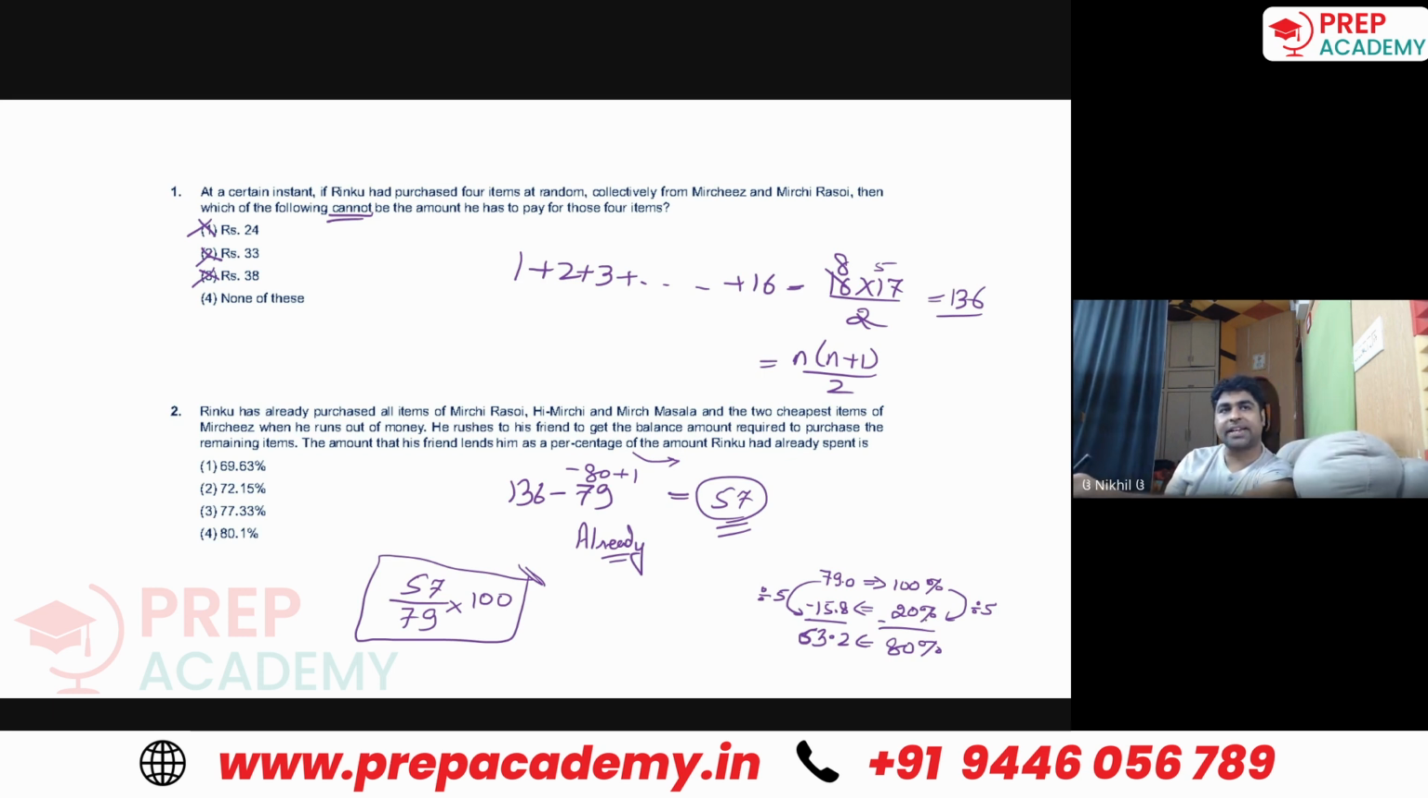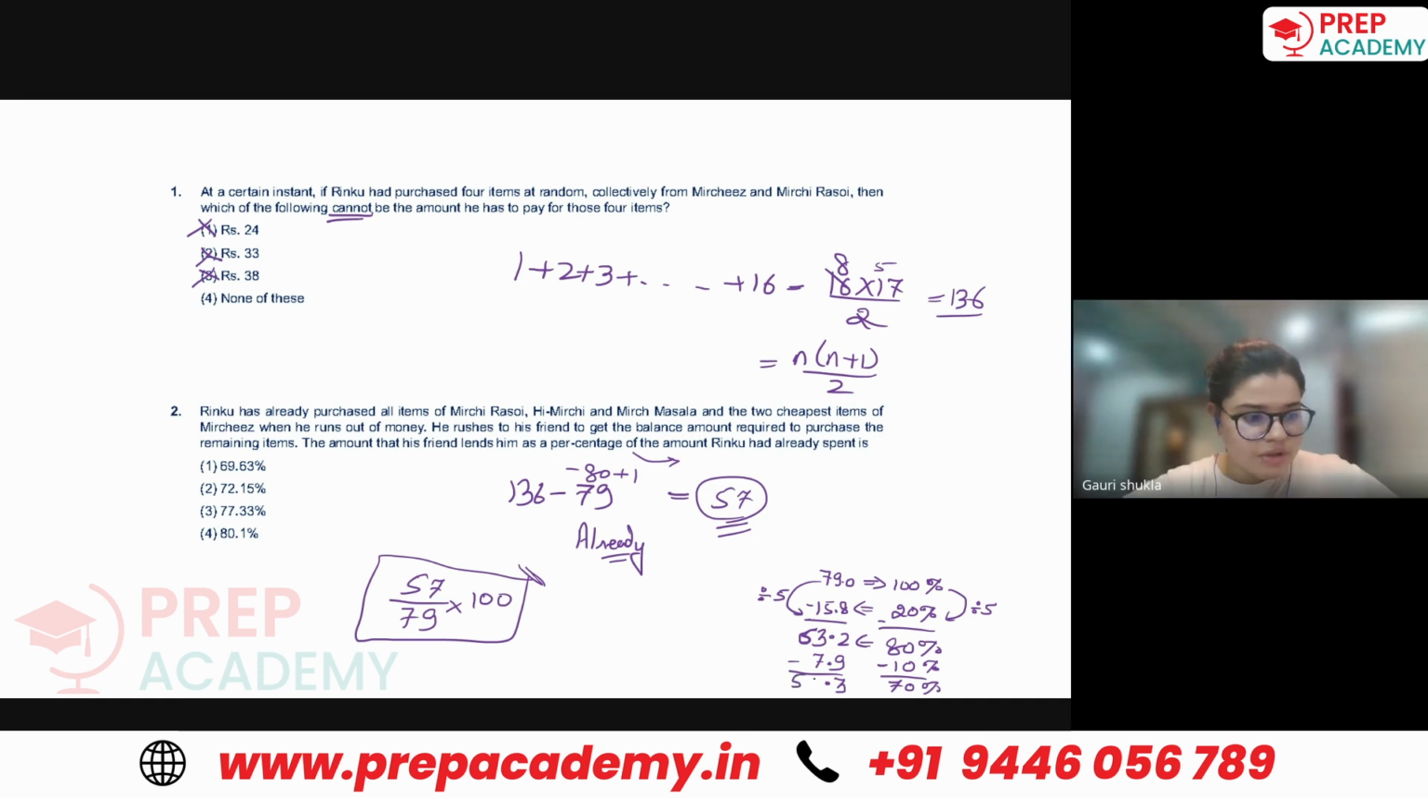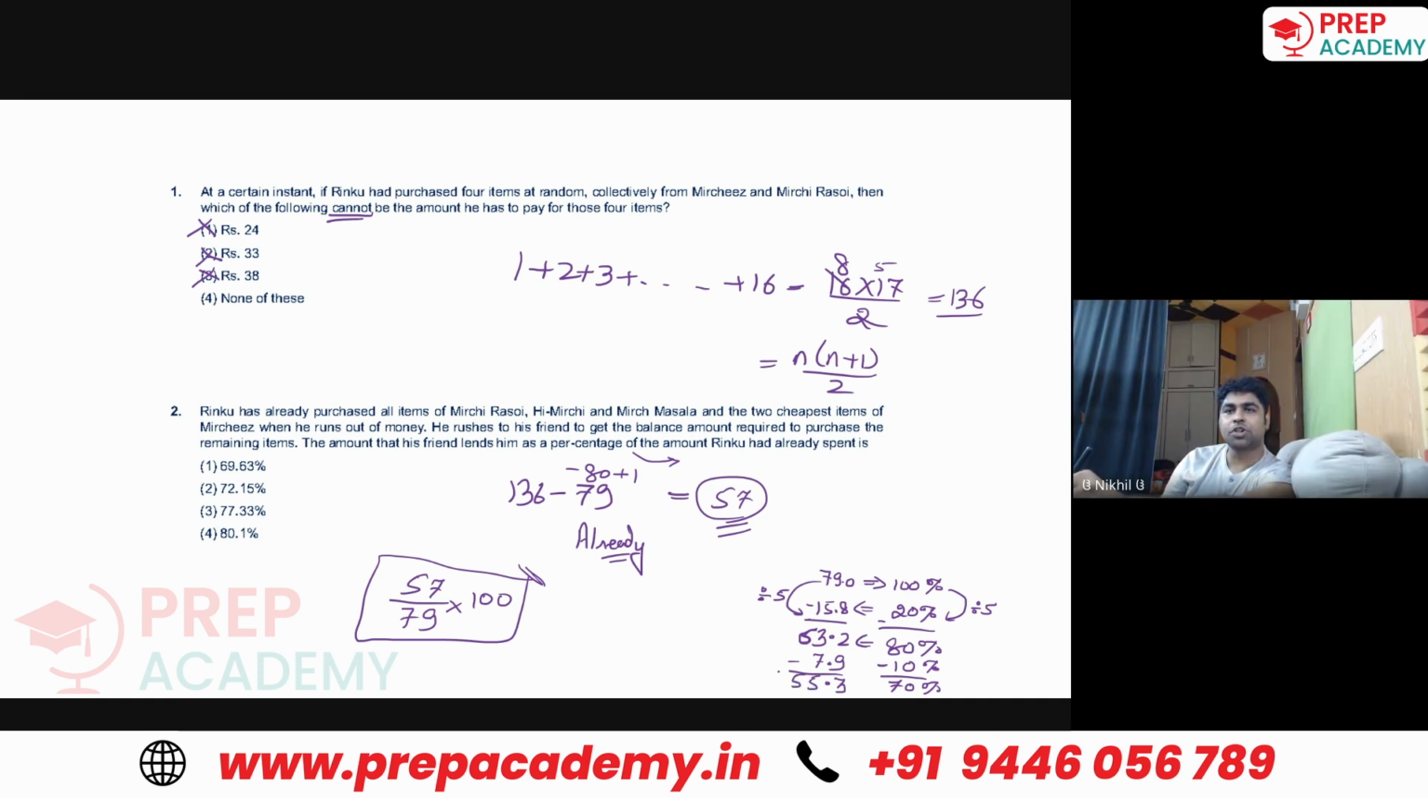So we have to take 70% now. What would be 70%? Further reduce 10% out of it. If 100% is 79, then 10 percent would be just dividing this by 10, so you'll get 7.9. Subtracting that, I will be left with 55.3. But my answer is supposed to be more than this. So more than 70% and less than 80%. Since it's more than 70%, this is not the answer, and since it's less than 80%, that is not the answer either.